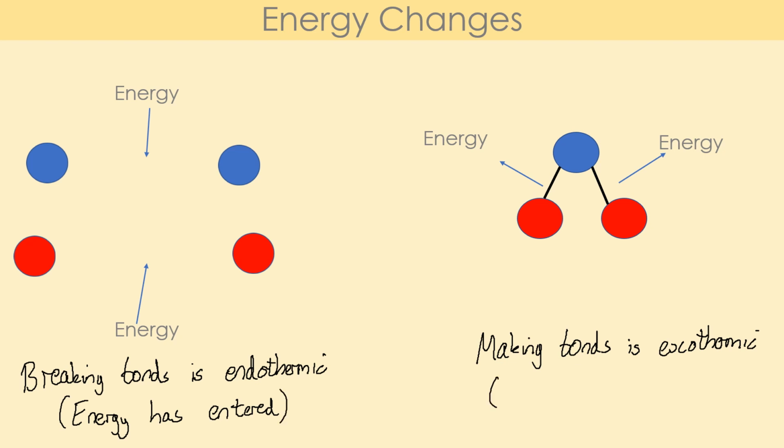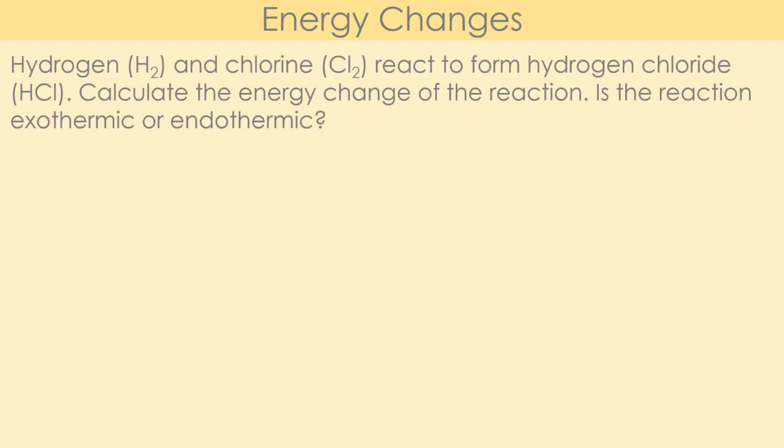Or we can say that energy has exited. So our energy has exited. So breaking bonds is endothermic, making bonds is exothermic. We need to make sure we remember the right way round that is.